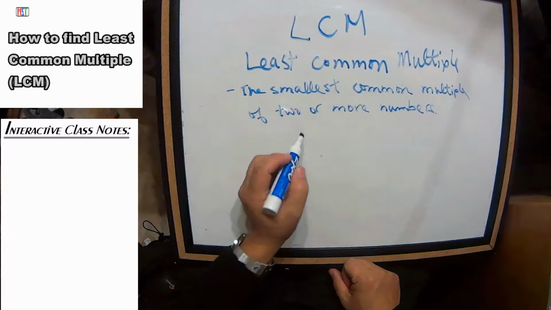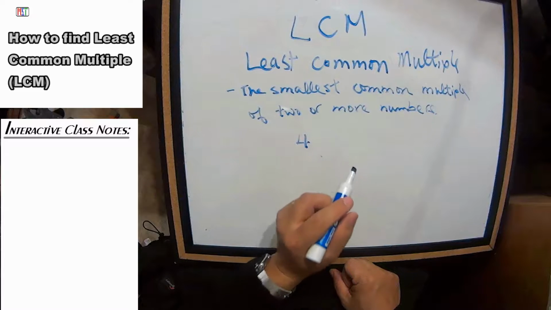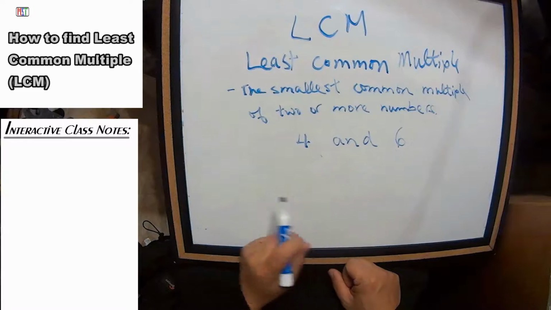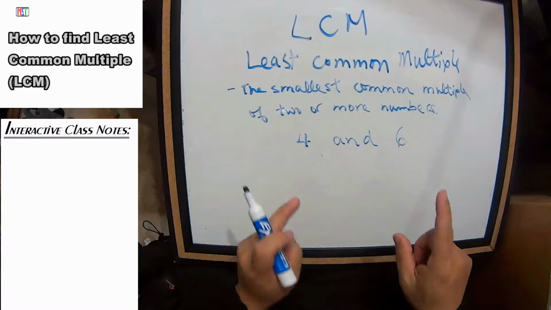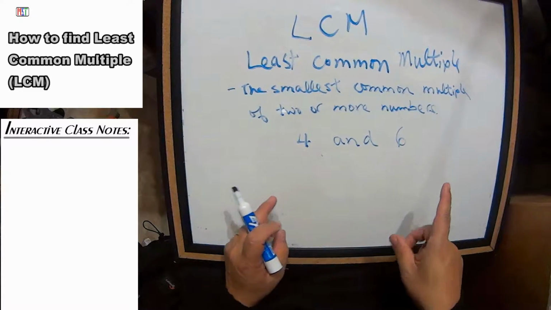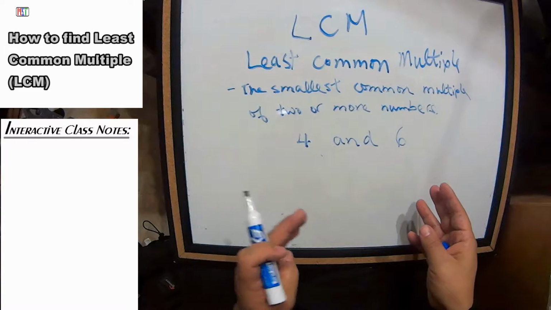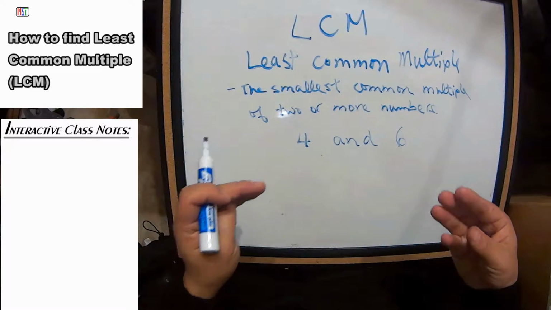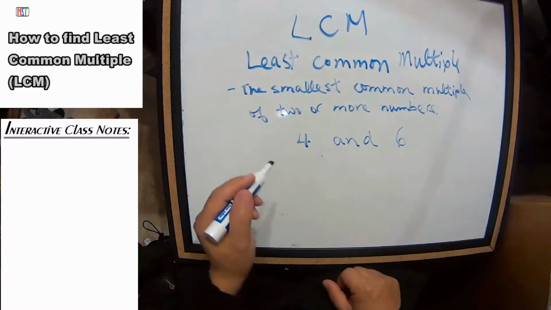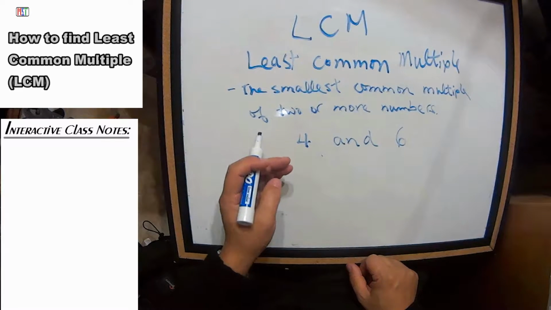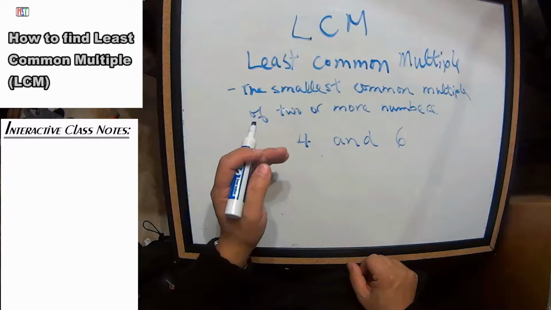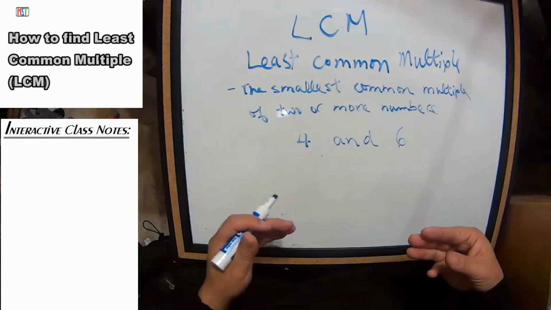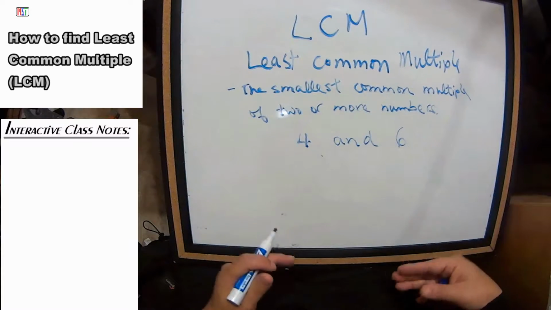Alright, so let me give you an example. I think it's better if I give you an example and it makes more sense. Let's look at the numbers 4 and 6. What is the least common multiple of 4 and 6? In other words, a number where 4 can divide into it and 6 can divide into it, but it's the smallest of the two that's common. So in order to illustrate this, let me show you that if we multiply 4 by a natural number and 6 by a natural number, we'll find a common multiple in each pattern.